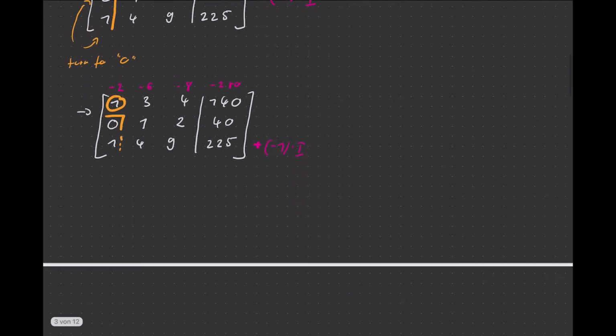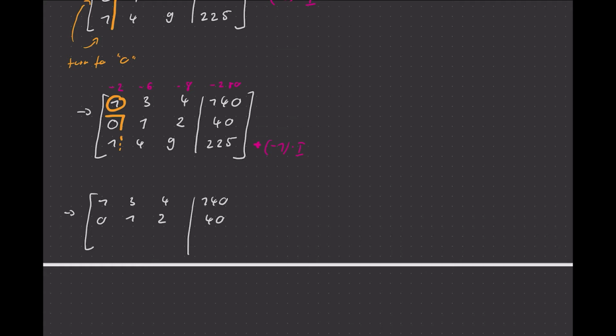Okay, so let's do that as well. We don't change row number 1. Copy that. Also, we don't change row number 2 anymore, so let's copy that as well. For the third row, we add -1 times the first row, so let's compute that.